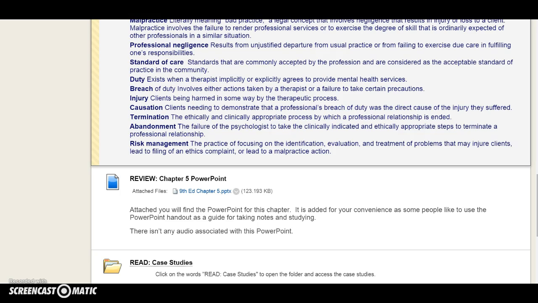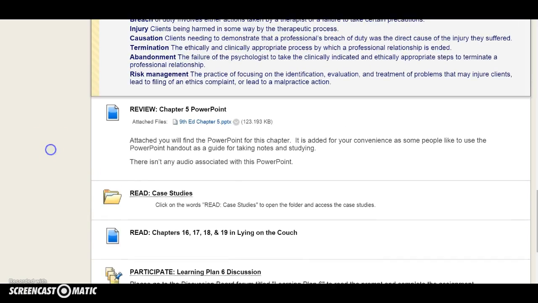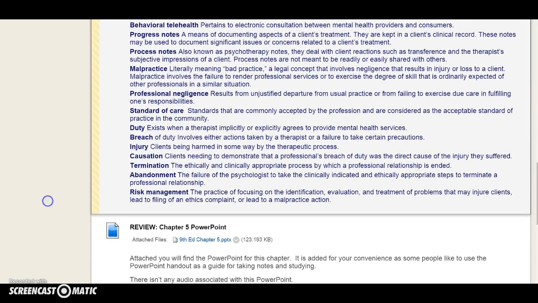Professional negligence is when, well, right here, it results from unjustified departure from usual practice or from failing to exercise due care in fulfilling one's responsibilities. A perfect example of this is if you read the prologue of the novel that we're currently reading, the Lying on the Couch novel. That is a perfect picture of professional negligence.